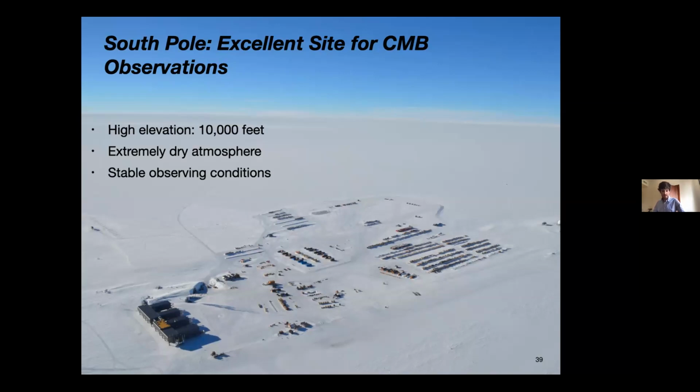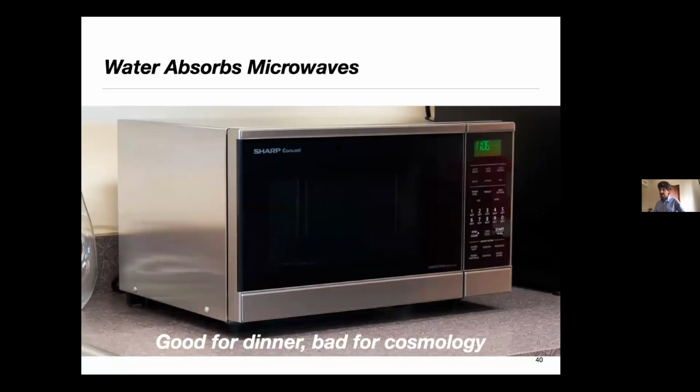The reason we care about it being so dry is for basically the same reason that you use a microwave oven to heat your dinner. And that's because water absorbs microwaves. So if you're trying to observe microwaves from the early universe, and you're on a hot, humid day in Chicago, none of those microwaves will actually make it through the atmosphere, and that's very bad.